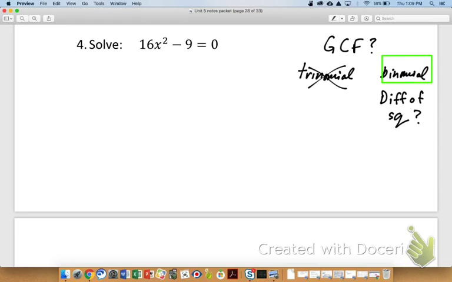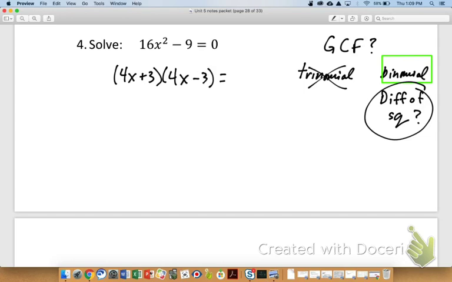The difference of squares basically is 2 perfect squares being subtracted. And isn't that what that is? 16x squared, that's a perfect square. 9, that's a perfect square. And are they being subtracted? Yes. So it's the difference of squares. And this might be where some of you guys might have struggled a little bit. How do I factor this? But I think you'll see it as soon as I write it up here. Check it out. It's 4x plus 3, 4x minus 3.